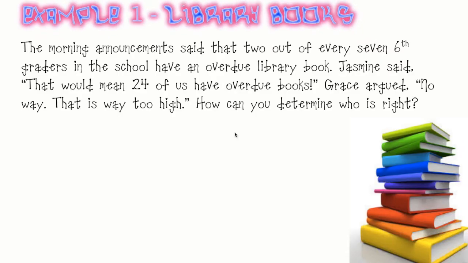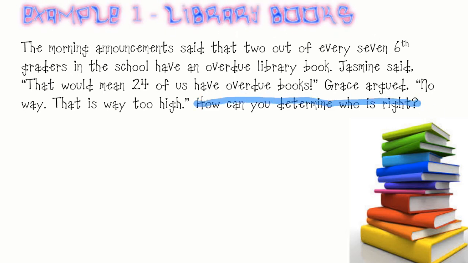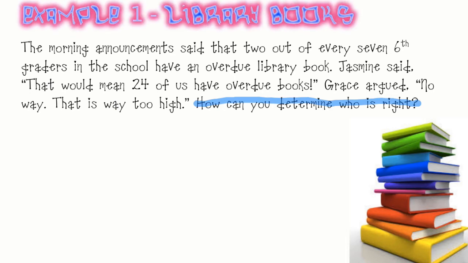All right, so we're going to continue here with this example about the library books. And first, what we want to look at is this question of how can you determine who is right? So in this case, we're not even really looking for a mathematical answer necessarily. We're looking to see how can we determine who is right. However, we do need the math background to figure out what we would need to be looking for. So in this case, we want to look and see that the morning announcement said that 2 out of every 7 6th graders in the school have an overdue library book. Jasmine said that would mean 24 of us have overdue books. Grace argued that was way too many, or that was way too high.